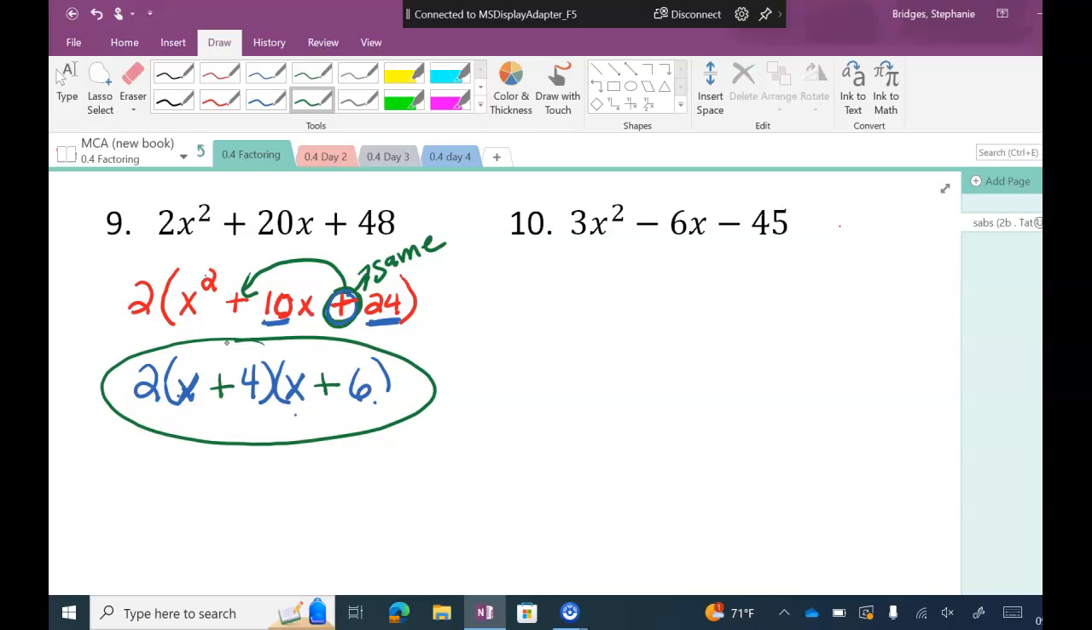How do we feel? Can I put 2 things together? All right, go ahead and try 10 then. Again, when we factor, the very, very first thing we want to look at is, do we have a GCF? Is there anything that all of my terms have in common that I can divide out?